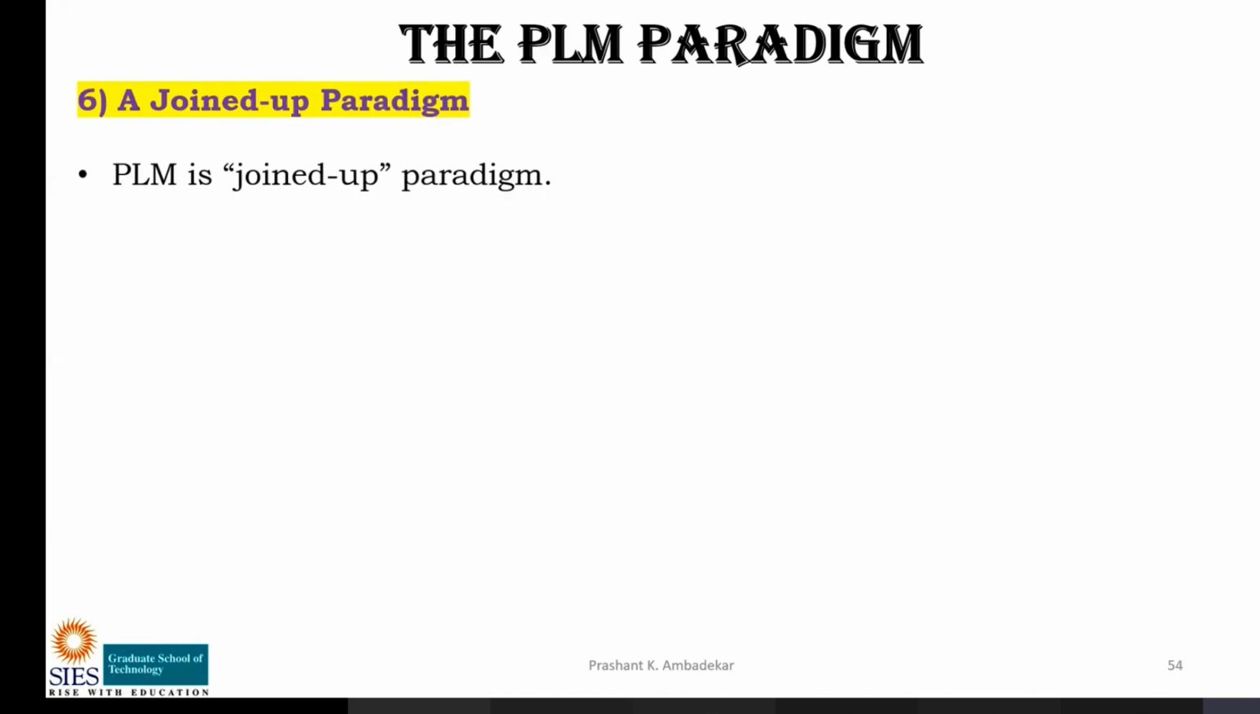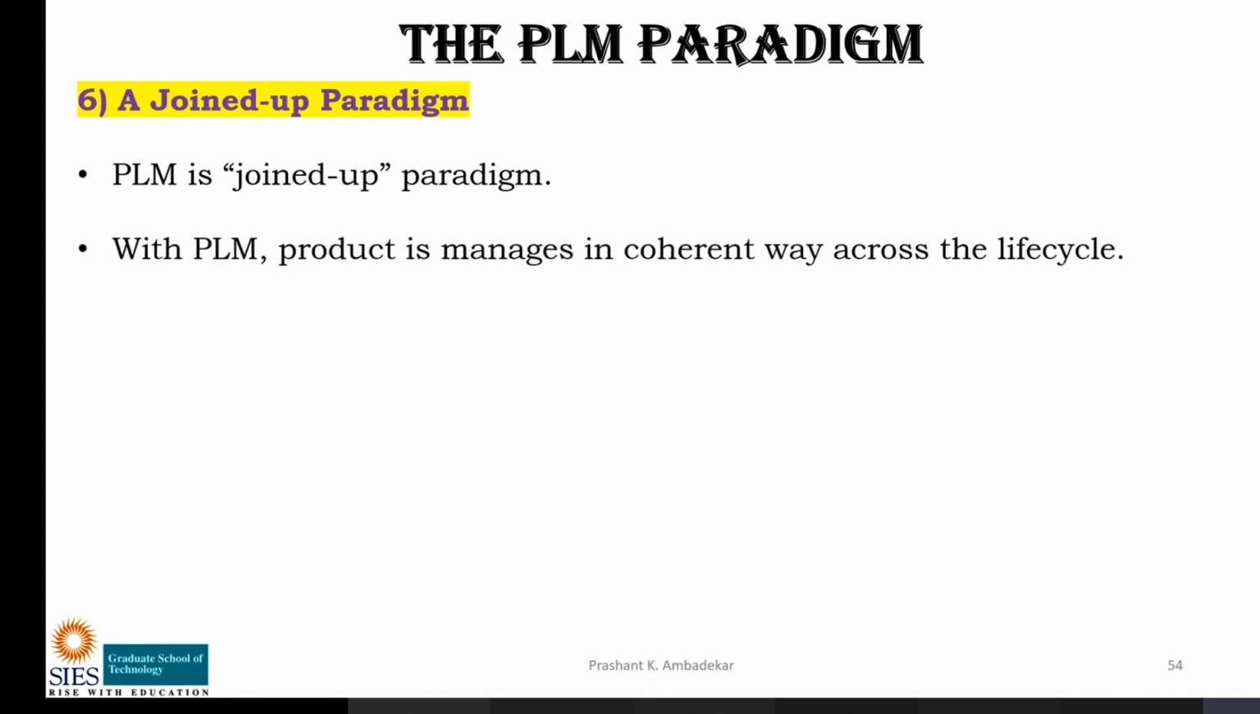Now it is the joined-up paradigm. Joined-up paradigm means all activities are joined up. They are connected. With PLM, the product is managed in a coherent way across the life cycle. People are working together. It's not an individual activity that is done.